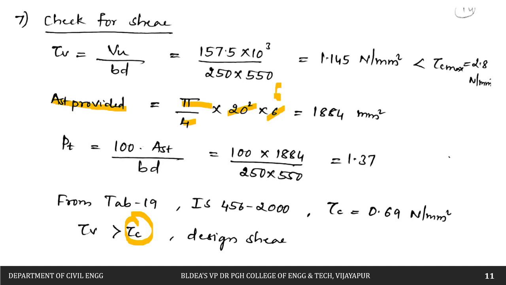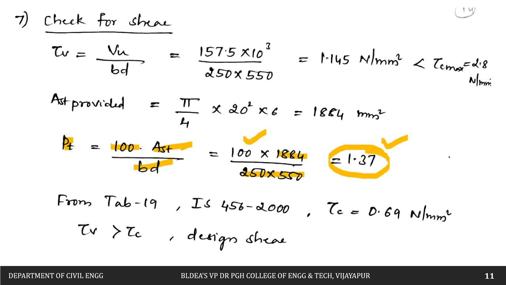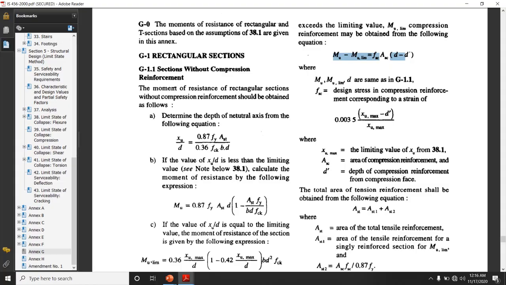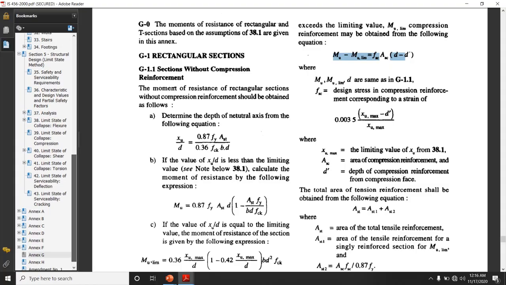So therefore area of steel provided will be 1884 mm square. Then next, percentage of steel will be equal to Ast by bd multiplied by 100, that is 1884 divided by 250 into 550 multiplied by 100. So that will be equal to 1.37. This is the percentage of steel. So from table number 19 of IS 456-2000, we can calculate the value of tau c.